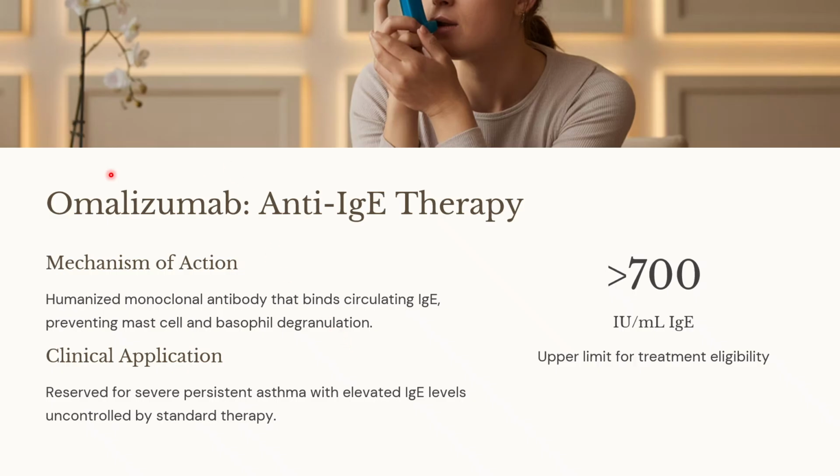What do we know about omalizumab? This is an anti-IgE therapy. Where does IgE become a problem? The IgE will cause mast cell and basophil degranulation. So we give them omalizumab such that it attaches itself with the IgE and prevents the degranulation. In certain asthmatic patients, there are elevated IgE levels which are uncontrolled by standard therapy. In such cases, omalizumab can be tried.